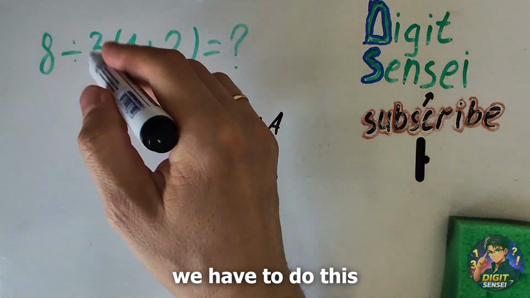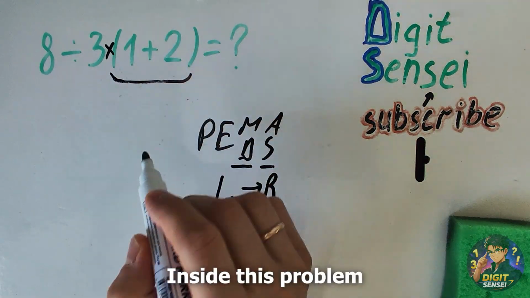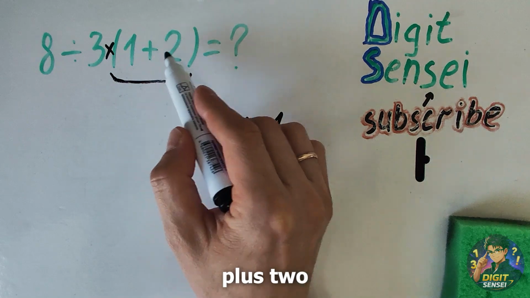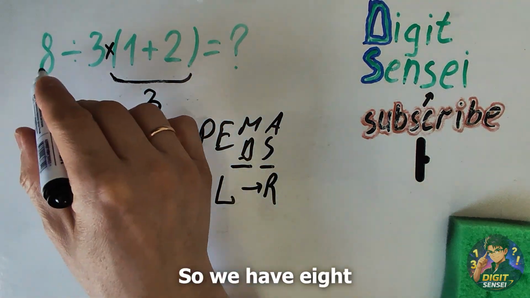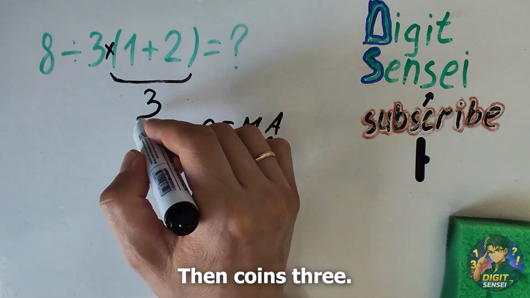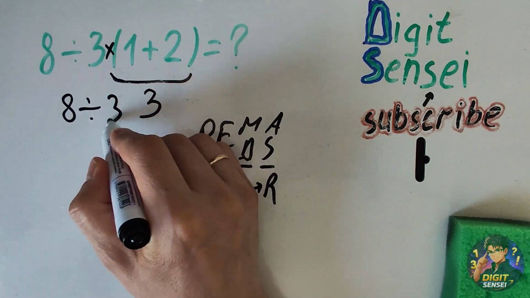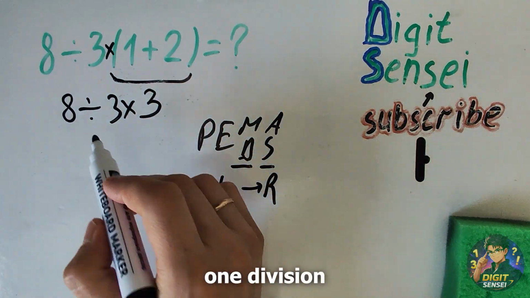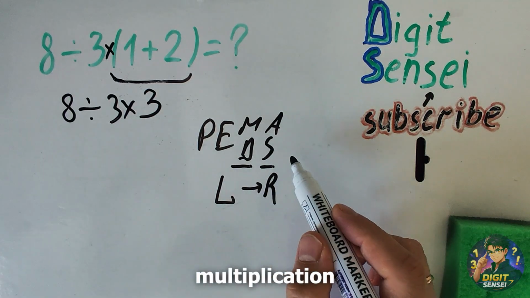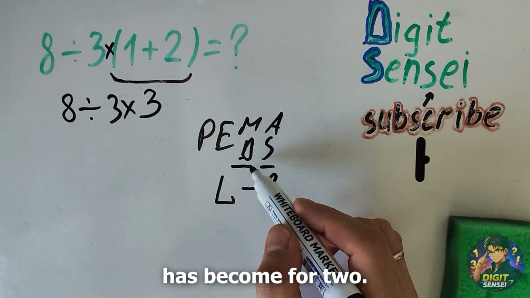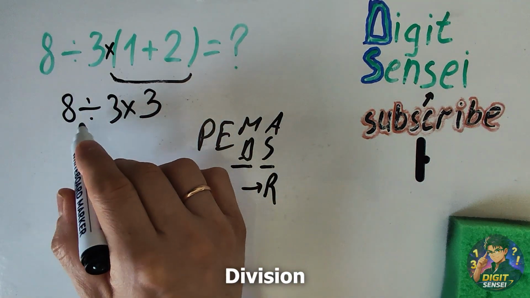So first we have to do this parentheses. Inside this parentheses we have 1 plus 2, which equals 3. So we have 8 divided by 3, then times 3. Now we have one division and one multiplication. As I said, multiplication and division have equal priority and we have to work from left to right. So here, first we have to do this division.